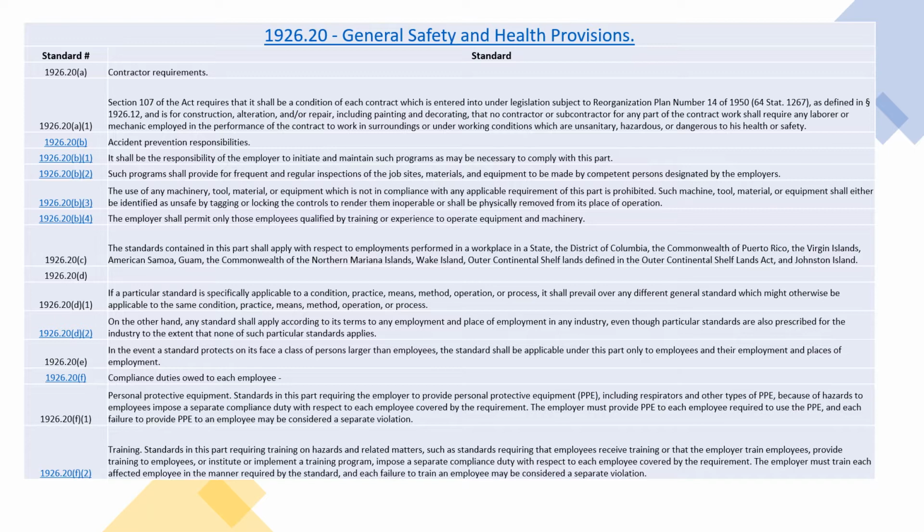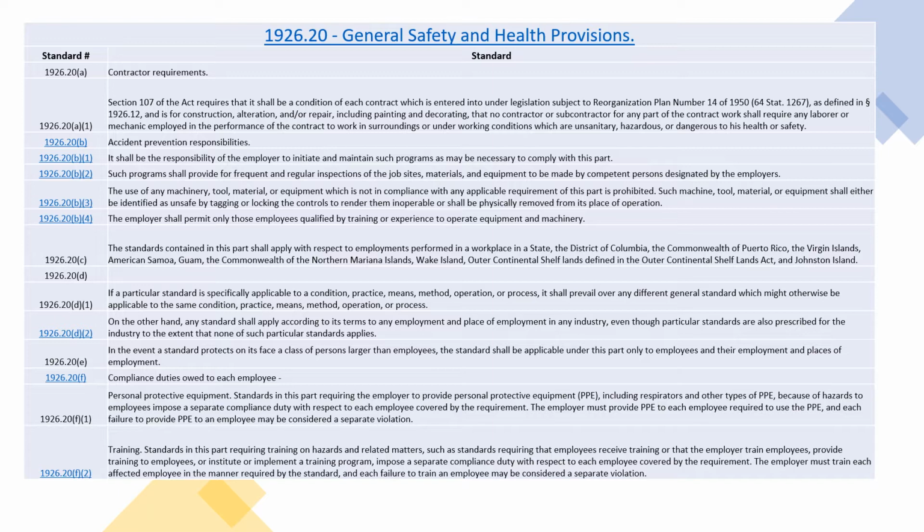1926.20(b) Accident Prevention Responsibilities. 1926.20(b)(1). It shall be the responsibility of the employer to initiate and maintain such programs as may be necessary to comply with this part. 1926.20(b)(2). Such programs shall provide for frequent and regular inspections of the job sites, materials, and equipment to be made by competent persons designated by the employers.